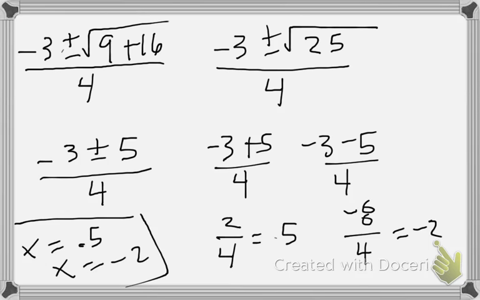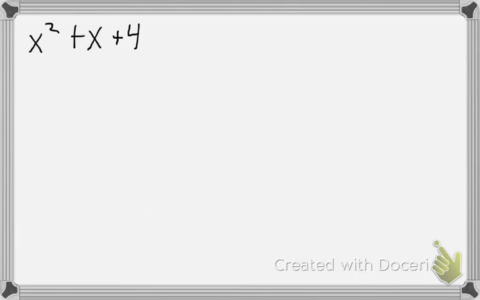Please continue watching if you would like to see the quadratic equation done with imaginary numbers. Okay, so we have a new standard form equation, x squared plus x plus 4. Let's identify A, B, and C. A is 1, B is 1, and C is 4.